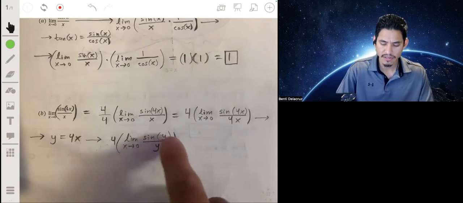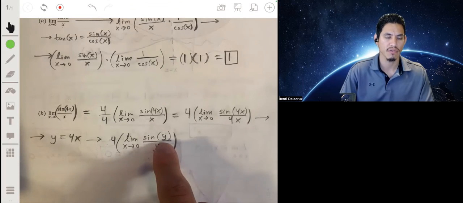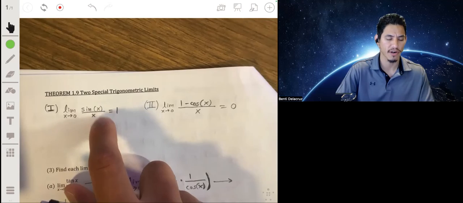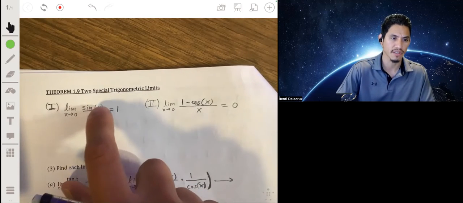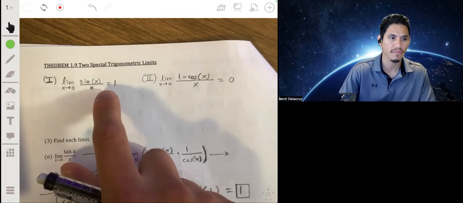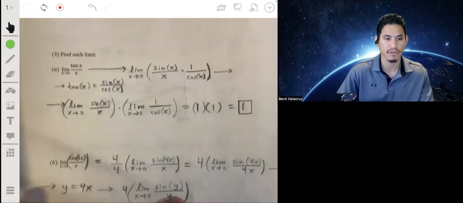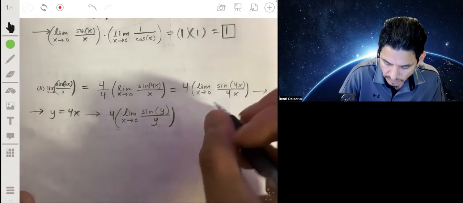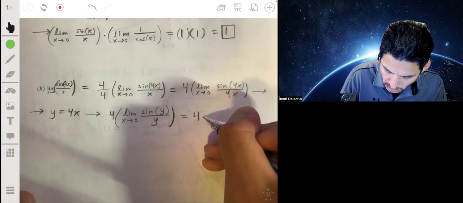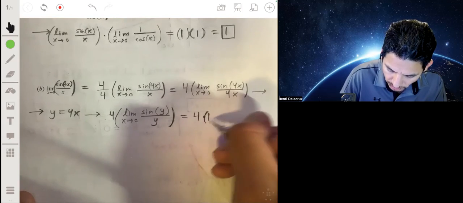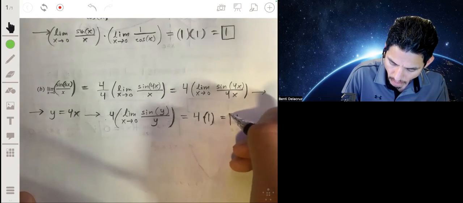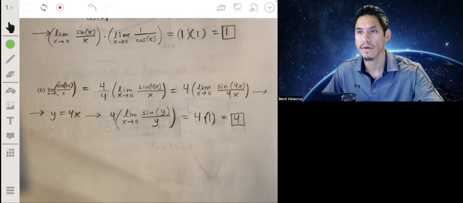Remember that it doesn't matter what we call this variable, whether it's a z or a k or a q, a variable is a variable. As long as we have the same variable represented in this way, then this limit will be applied and it will just be 1. So this will just be 4 times 1, and so it'll just be 4. And there you go.